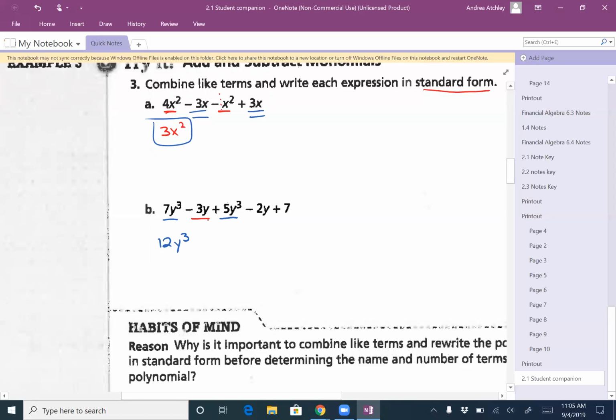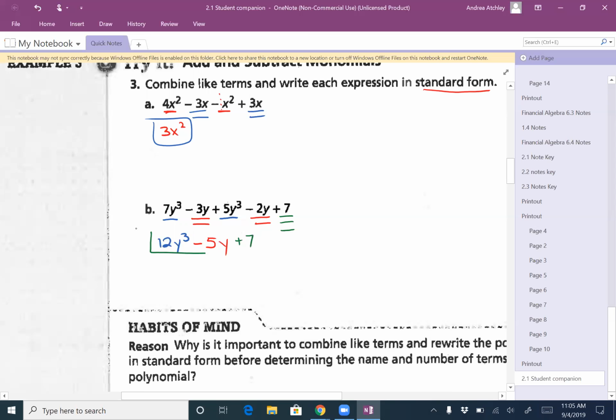Then y is the next highest degree, and 2y goes with that. So negative 3y and negative 2y, they are the same sign, so I'm going to add them again and get negative 5y. The 7 is all by itself. There's no other like terms, so just bring down the plus 7.